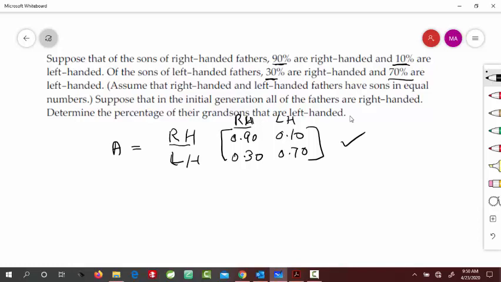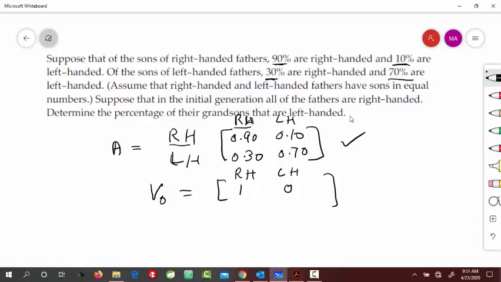And then we are also given that in the initial generation, let me represent as V0, where 0 means the initial generation, the percentage of right-handed and left-handed people. It says all fathers are right-handed, so 100% are right-handed, so it's a 1. There's no left-handed person in the initial generation. So this is called a probability vector, right? So V0 represents the initial generation.